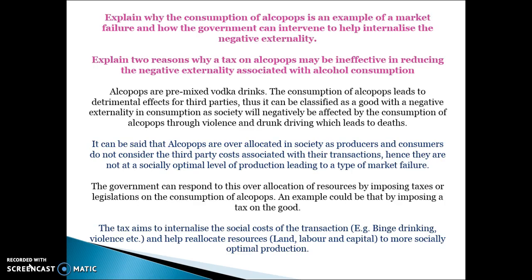So a good example: explain why the consumption of alcopops is an example of a market failure and how the government can intervene to help internalise the negative externality. Then explain 2 reasons why the tax on alcopops may be ineffective in reducing the negative externality.